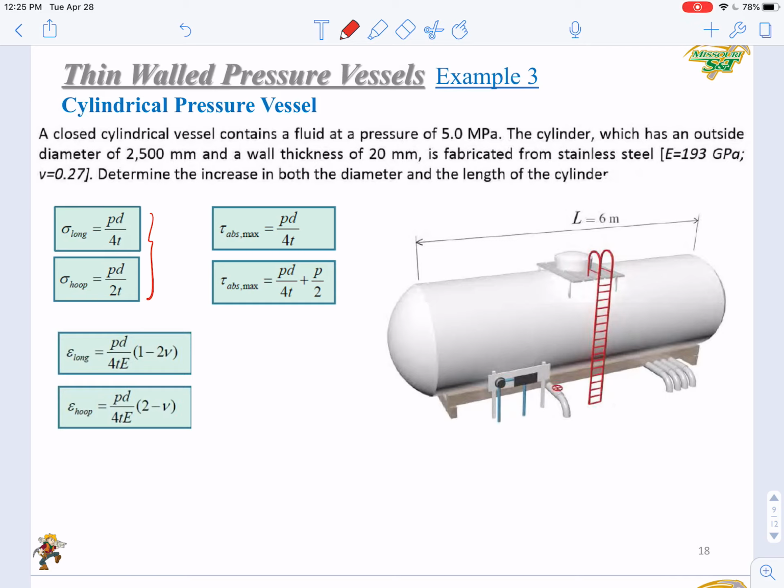And if you are requested to calculate the tau max, remember you have also 2 equations, on the outer surface and the inner surface, they will have a difference of half of the pressure. But in this example, you are requested to calculate the length, the dimension change. So you just need to use these 2 equations to find out the strain values along the longitudinal direction and the hoop direction. Then use them to find out the deformations. So let's see how can we do it.